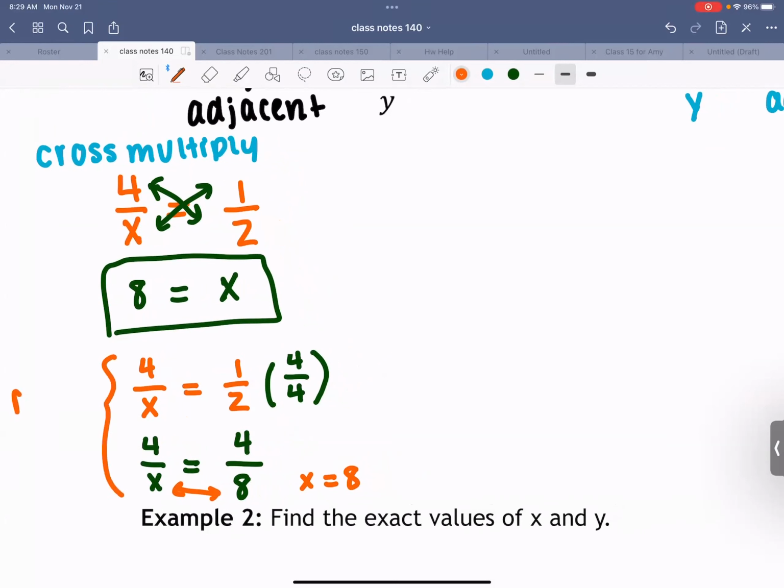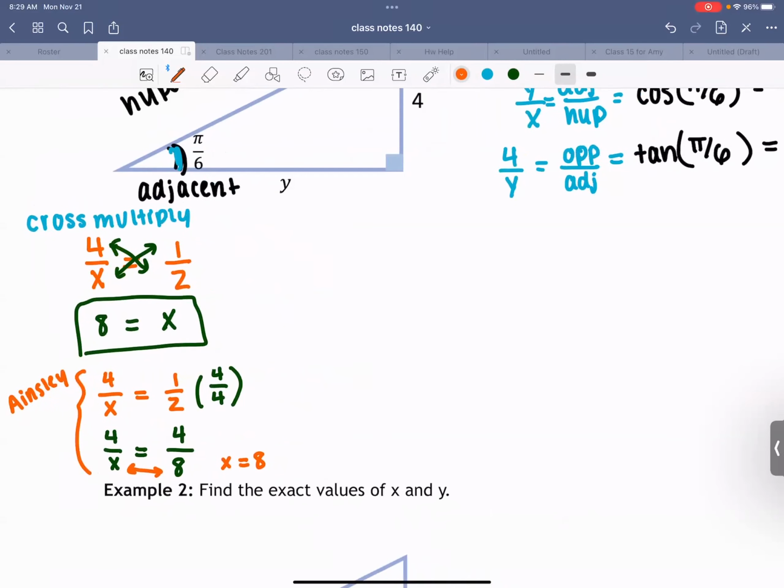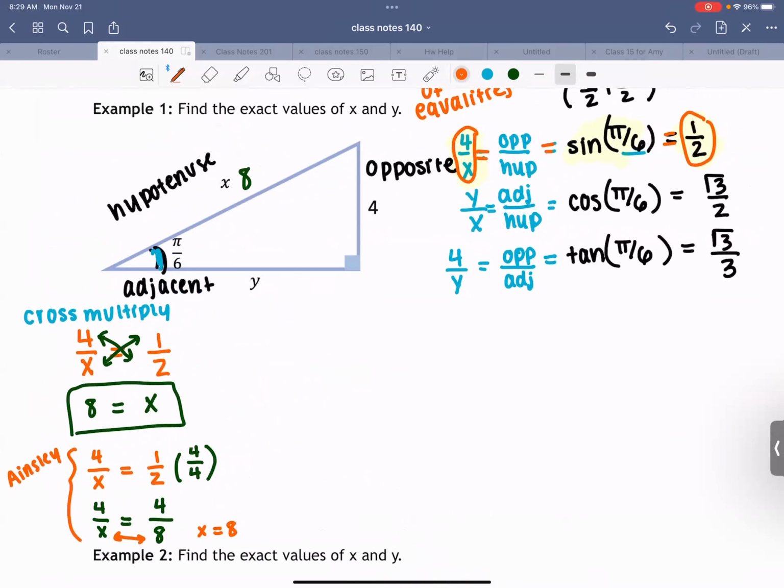So I'm gonna write Ainsley. All right, so now that I know that x is 8, I know the hypotenuse is 8. How do I go about finding y?